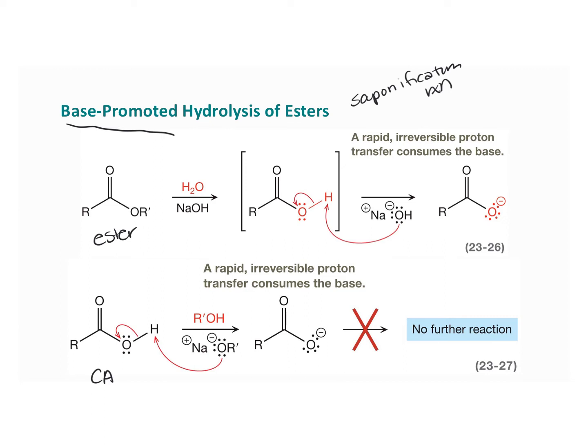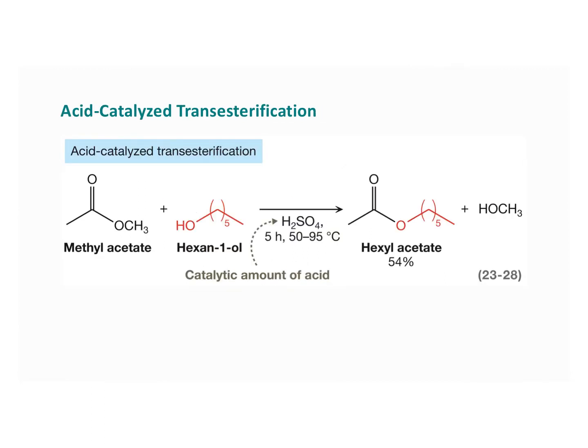Now, transesterification can also be acid catalyzed. So when we look at this reaction, this is an acid catalyzed reaction. We've got a catalytic amount of a strong acid like sulfuric acid, and that is going to facilitate the production, in this case, of hexyl acetate.